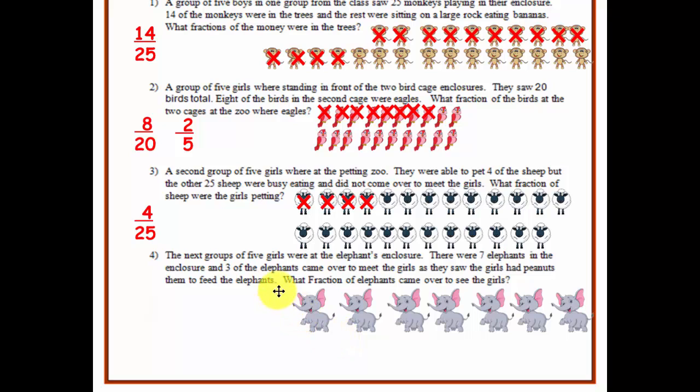Okay, and the last one, we have 7 elephants. And the girls had peanuts, and 3 of the elephants came over to meet the girls because they probably smelled the peanuts. So we have 3 elephants X'd out, and the fraction then would be 3 over 7.